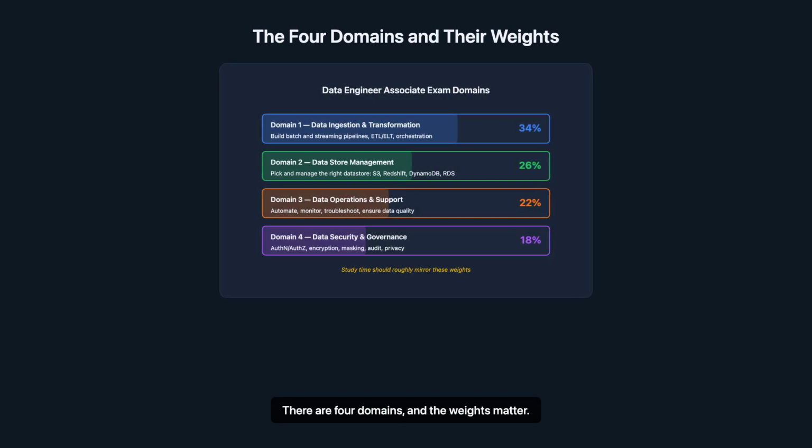There are 4 domains and the weights matter. Domain 1, data ingestion and transformation, is the giant at 34%. Domain 2, data store management, is 26%. Domain 3, data operations and support, is 22%. Domain 4, data security and governance, is 18%. Your study time should roughly mirror these weights. Domain 1 alone is bigger than Domain 4 plus half of Domain 3 combined, so spend your hours where the points are.